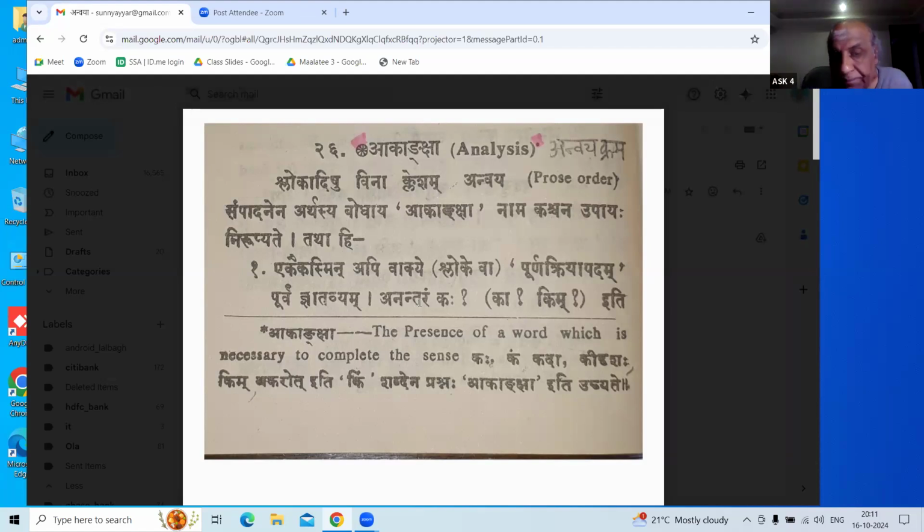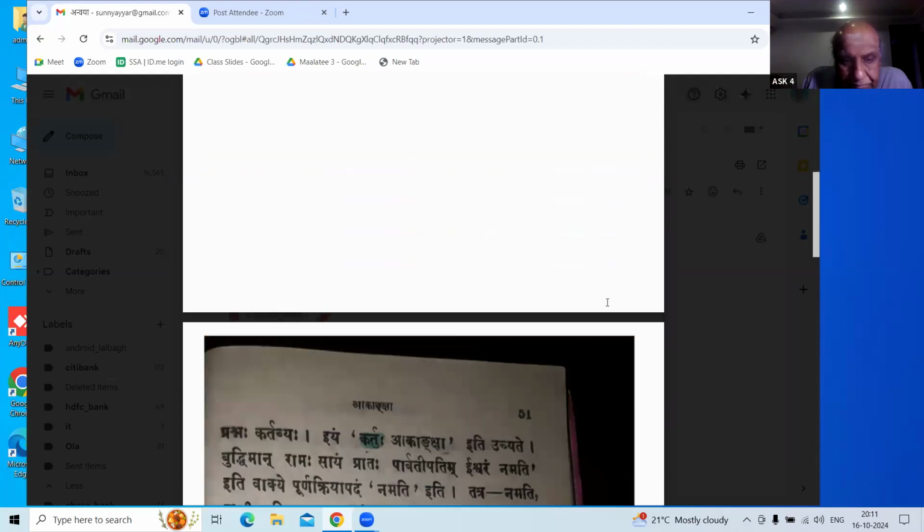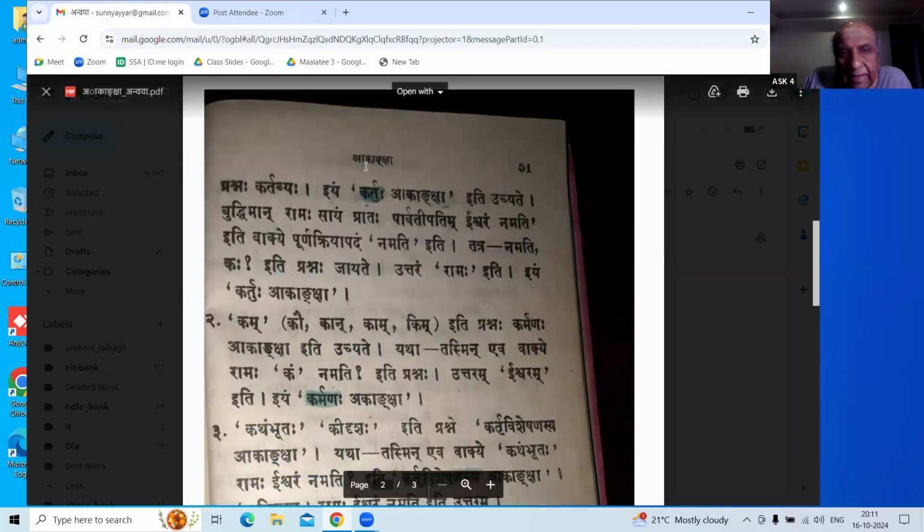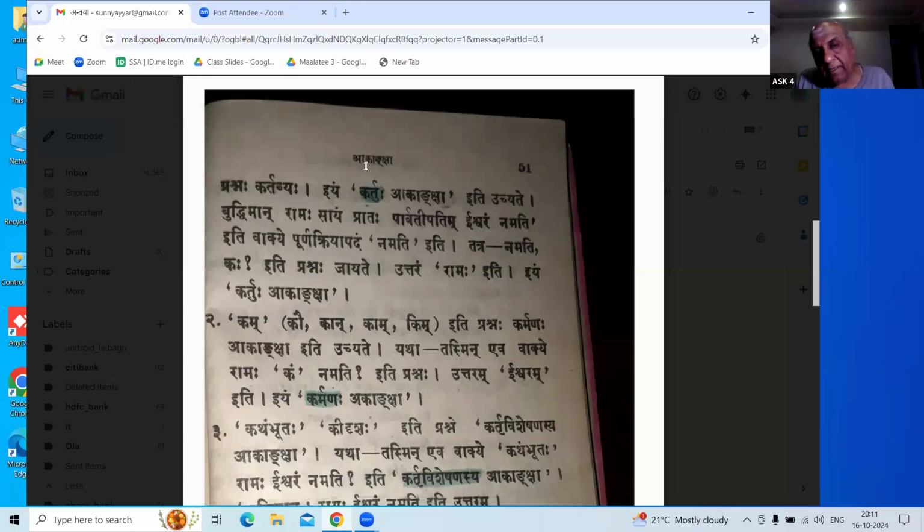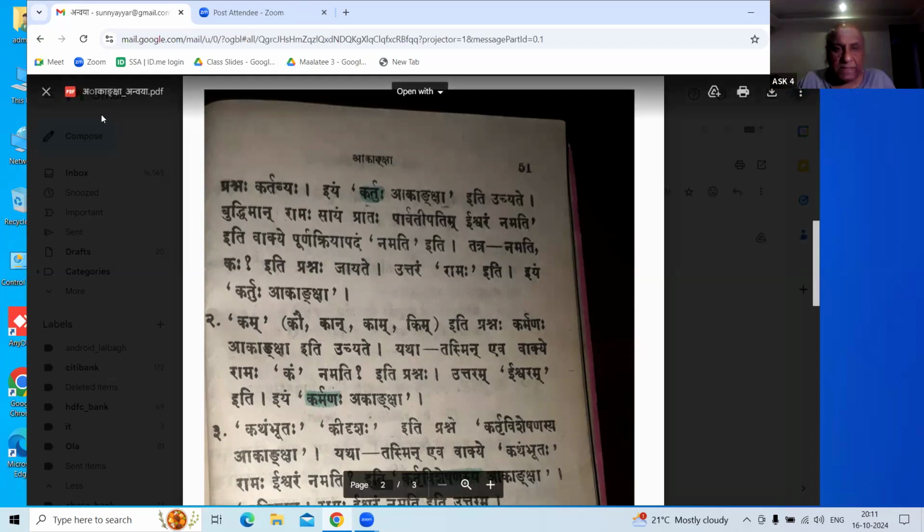Anantaram kaha, if it's masculine, ka, if it's feminine, or kim, iti prashnaha kartavyaha. So we have to pose questions to the verb, depending on whether the answer we want to find is masculine, feminine, or neuter. If it's masculine, we say kaha. If it's feminine, we say ka. If it's neuter, it is kim. So we use those three interrogatives to question the verb to find out the subject.